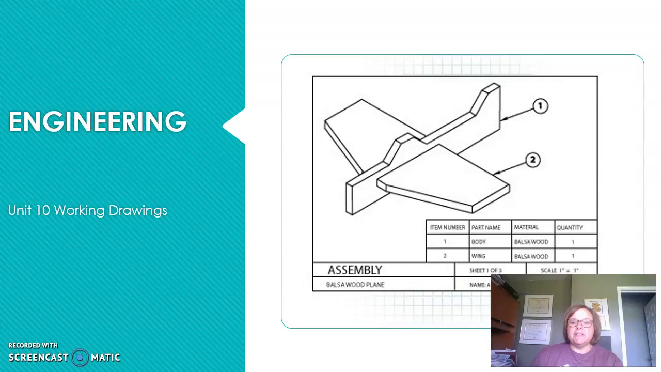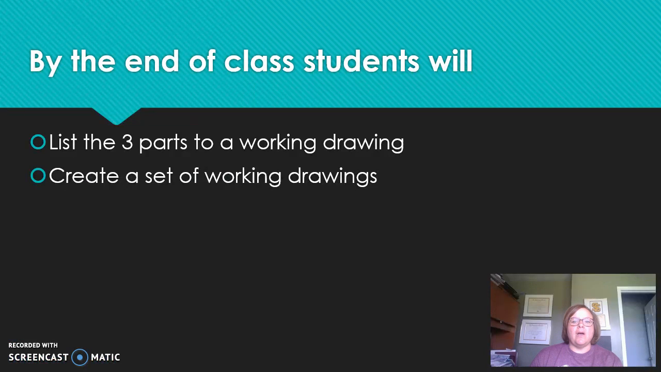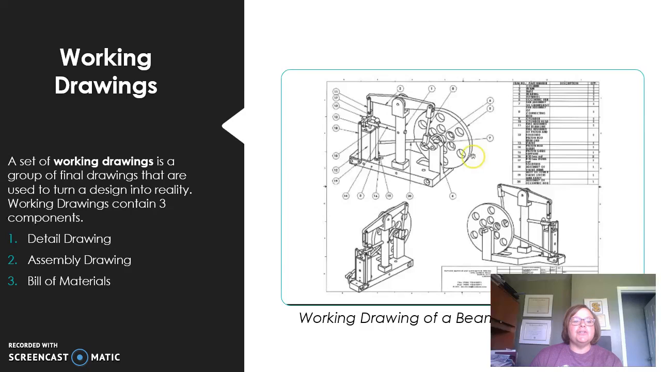So again, this is Unit 10, and we're going to look at the 3 parts to a working drawing, and then you're going to get started creating a set of working drawings. Working drawings are really just a group of final drawings that are used to turn a design into reality. And there's 3 components to them: the detail drawing, the assembly drawing, and the bill of materials. So here's an example.